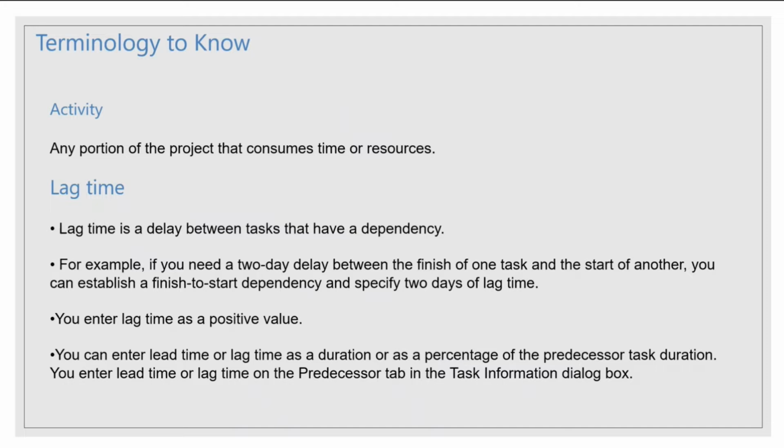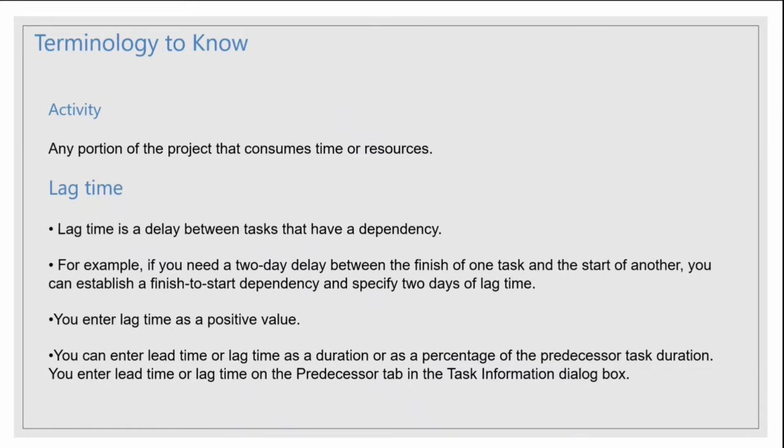Next important terminology is lag time. Lag time is a delay between tasks that have a dependency. For example, if you need a 2-day delay between the finish of one task and the start of another, you can establish a finish to start dependency and specify 2 days of lag time. We'll come to what finish to start is in a subsequent slide.